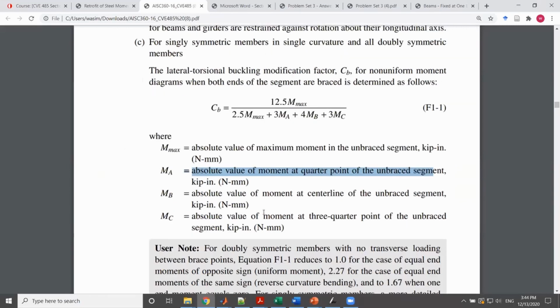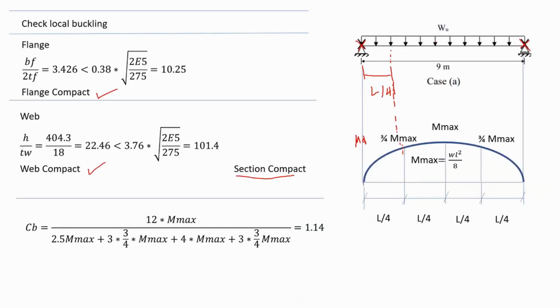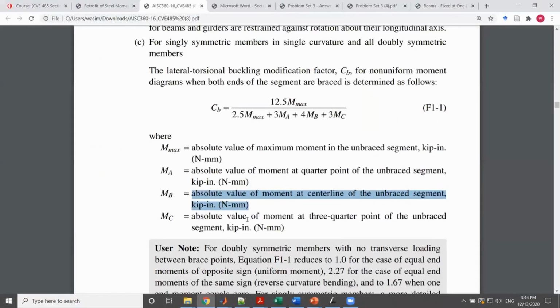Continue reading. It says MB is the value of moment at center line of the unbraced segment. Center line. So this is the center line of my unbraced segment. And it appears that MB is actually equal to the maximum moment. Therefore, MB is equal to M max as well. Okay, what else? I have to check for MC.